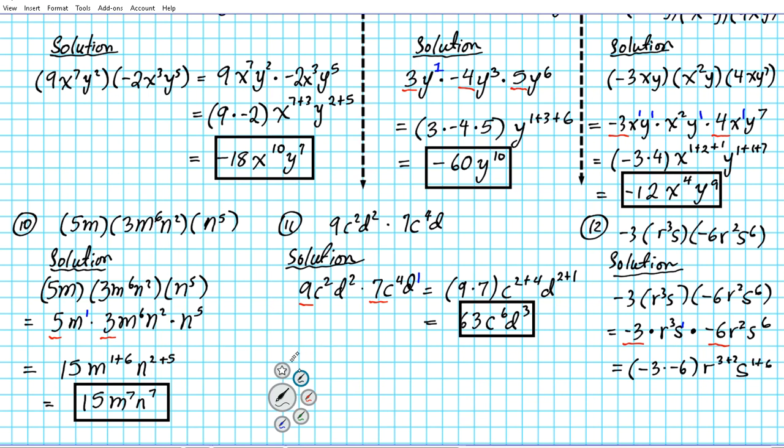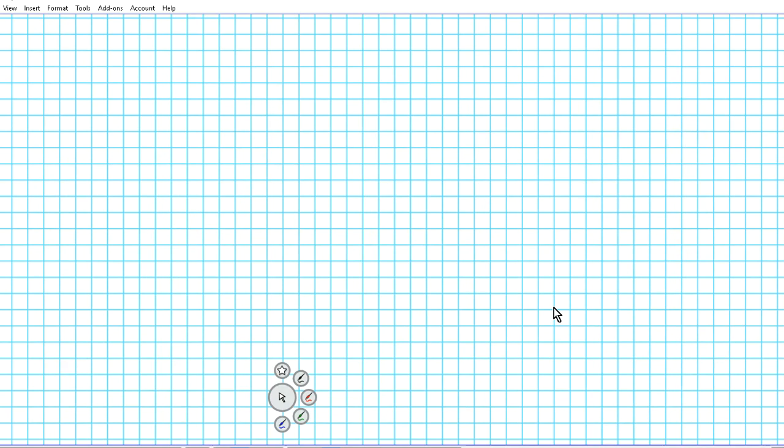Okay. And then our final answer is going to be negative 3 times negative 6 is positive 18. 18r to the fifth power s to the seventh power. Okay, so there goes the answer to question number 12. All right, let's take a look at number 13.